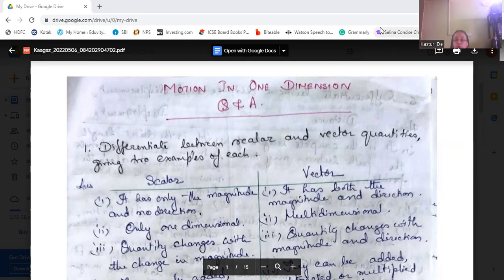So let's stop here and get back to our discussion. The first question we will discuss today is: differentiate between scalar and vector quantities, giving two examples of each. I've discussed scalar and vector in tabular form.